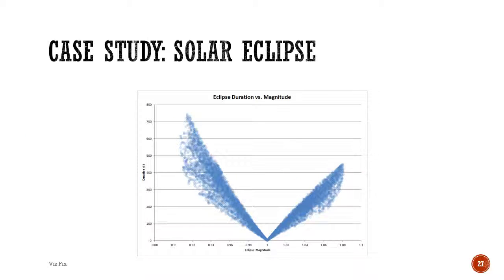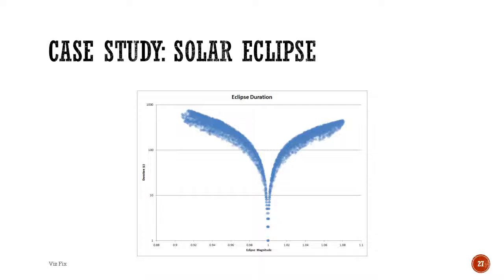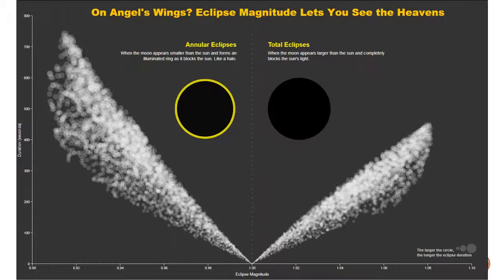When I looked through the data set, I was intrigued by eclipse magnitude. I got this cool scatter plot of eclipse duration against the magnitude. Just for fun, here it is on log scale. Look, it can fly. With some SVG fun, I got this.